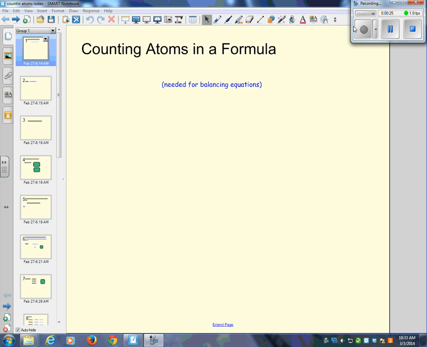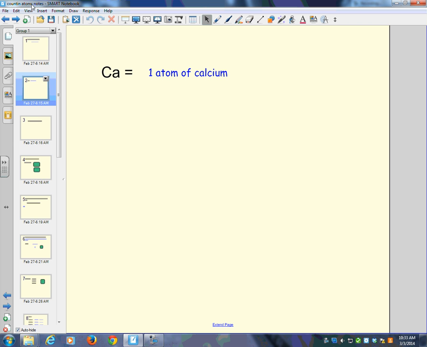Okay, so why do we need to count atoms? It's needed for balancing equations. So, first of all, let's look at the first one there. That one's pretty simple. You've got it on your sheet.